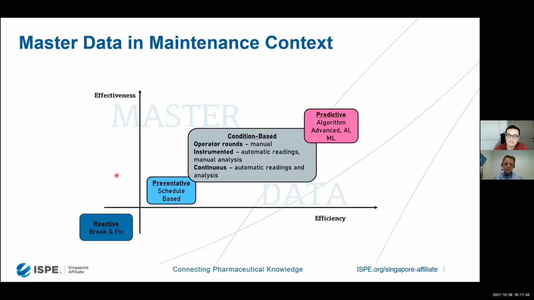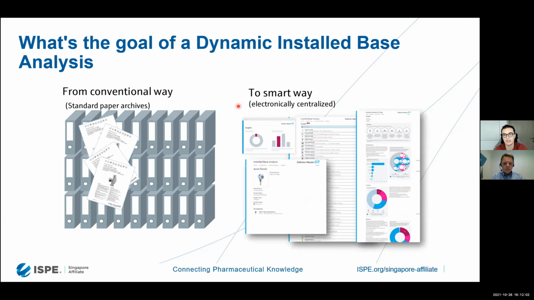And all of these things, especially condition-based and predictive, without master data, not possible for you to do, right? So you need to have the base of what you have in your plant, so you can even think about going into condition-based or predictive maintenance. And that's the main point here I would like to show in this slide. So how is that possible?